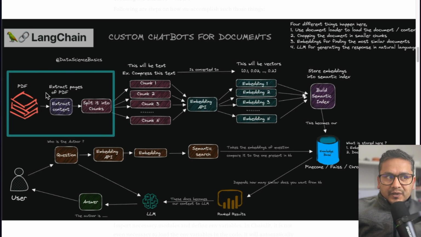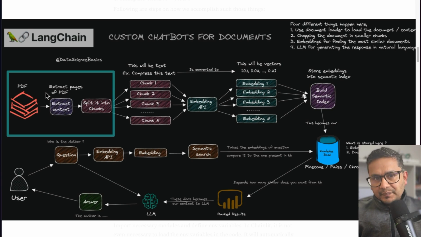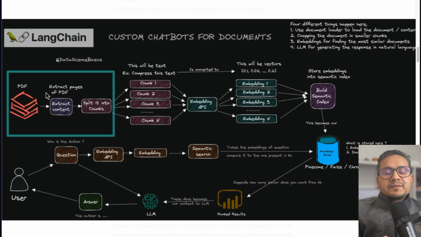Let's say the example here is of a PDF, but you can take this as any document. So you have a document. First thing first, you need to extract the information. In this case, these are the pages of that PDF, and you need to split it into different chunks. Before splitting into chunks, the first part here is how to read that particular document.